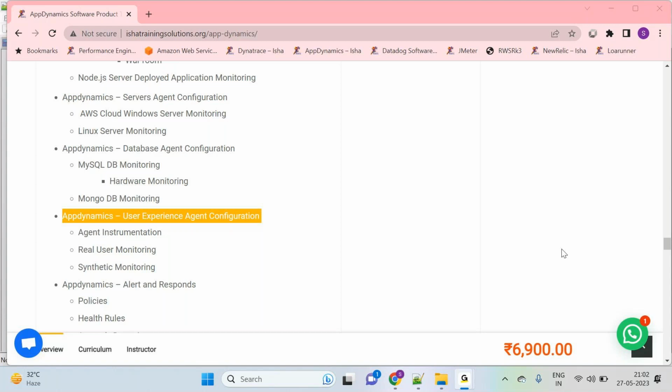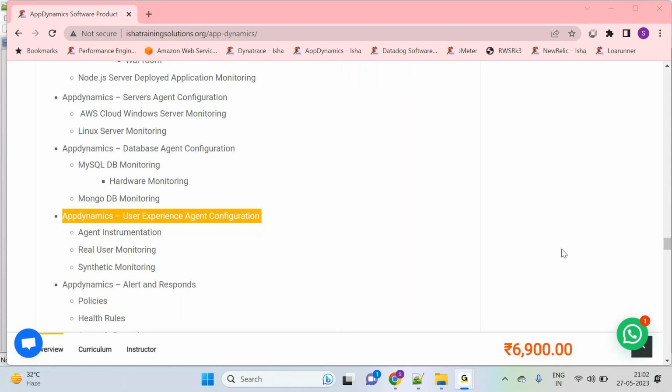How the browser components like your HTML, CSS, JavaScript, PNG, JPEG are actually loading, and how much time it is actually taking, that understanding also we are going to get using this user experience agent. Here I am going to explain how you add the AppDynamics agent inside your application HTML pages, and once that is done, how AppDynamics actually measures the browser data. That also we are going to discuss.